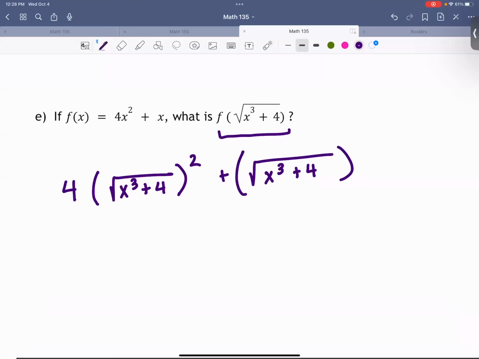Okay. What can I do to simplify this even more? Get rid of the square root and the exponent. Perfect. And I'm left with 4 times x cubed plus 4. What did I just forget? Parentheses, right? All right. Can I do anything with the square root of x cubed plus 4? No, right? There's no square and square root to cancel out. So I'm literally just stuck with this guy here.